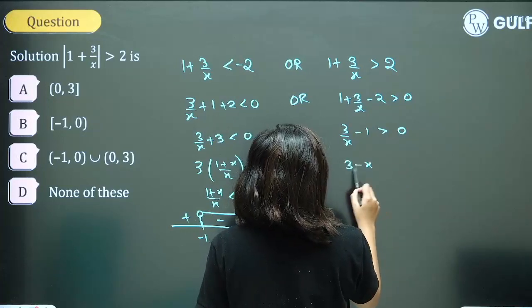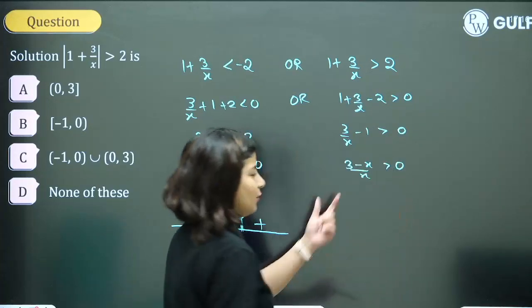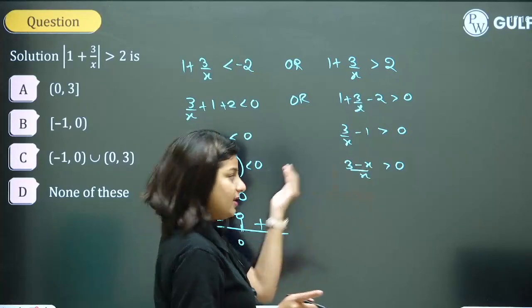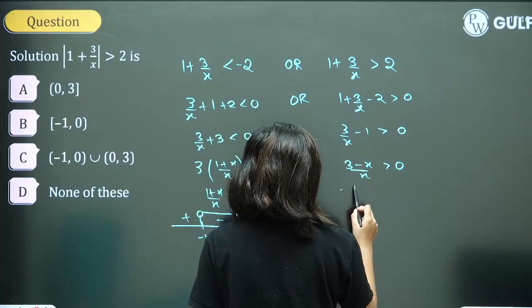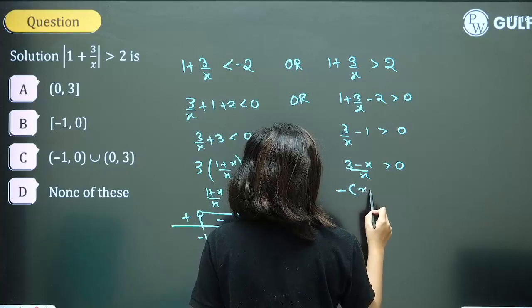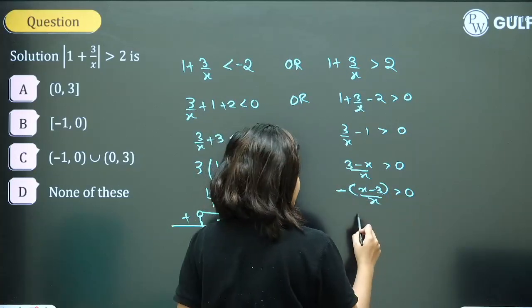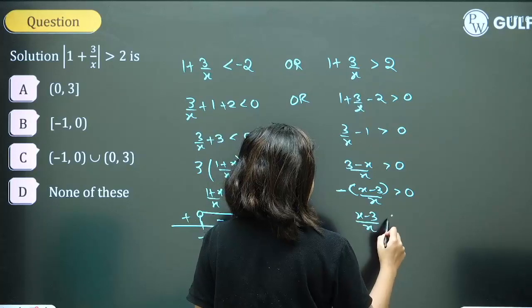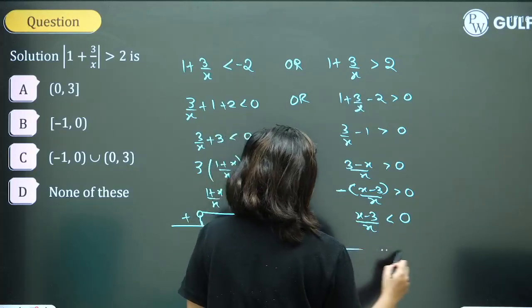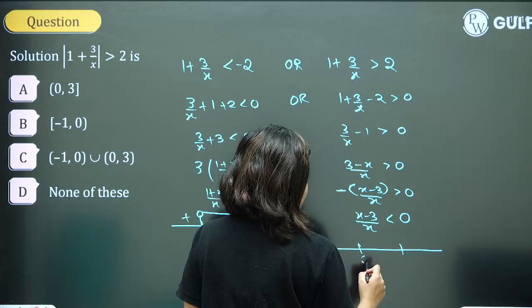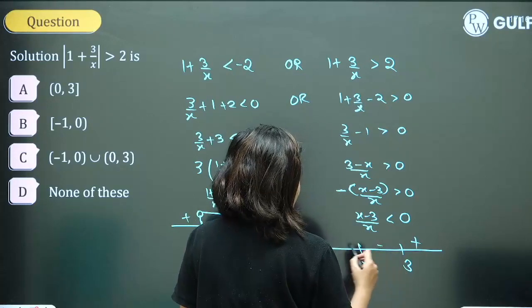That is (3 minus x) upon x greater than 0. We generally don't keep the coefficient of x negative, so taking minus common, (x minus 3) by x greater than 0. Multiplying by minus will change the inequality sign. Greater than becomes less than. On a number line, put the critical points 0, 3: plus, minus, plus.